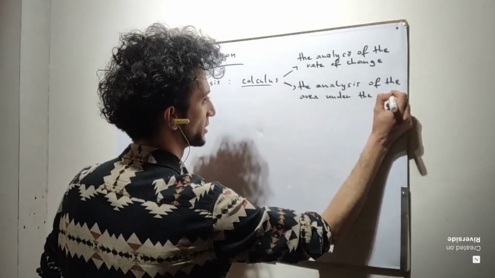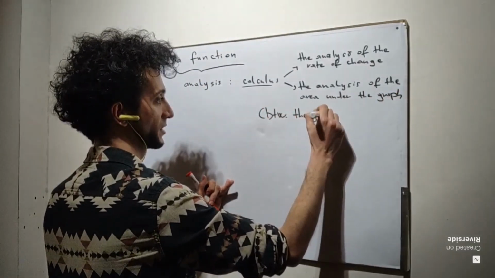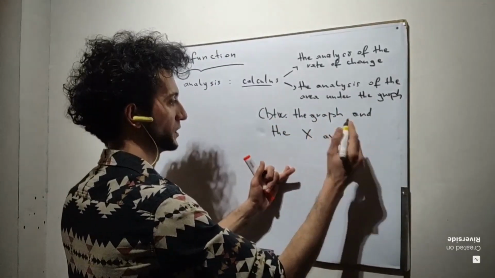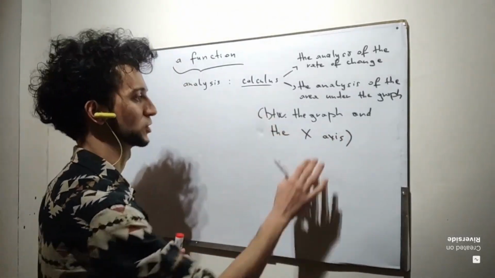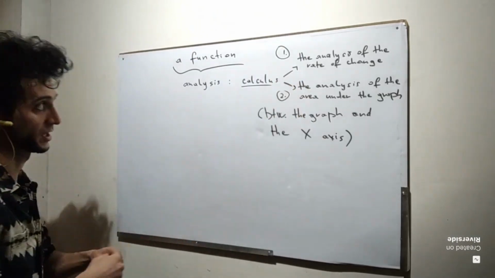Now, when we say under the graph, we mean between the graph and the axis, the horizontal axis, the x-axis, the axis of inputs, the independent variable axis, the dimension of inputs. So this is basically two things that happen in calculus. Now, they have their technical names.